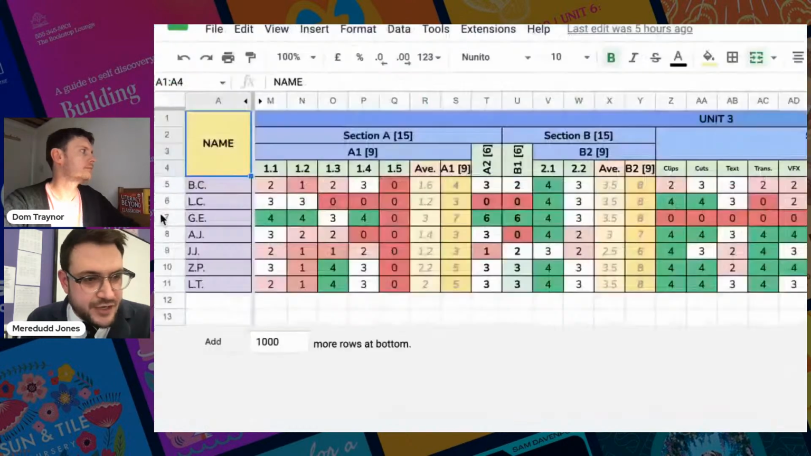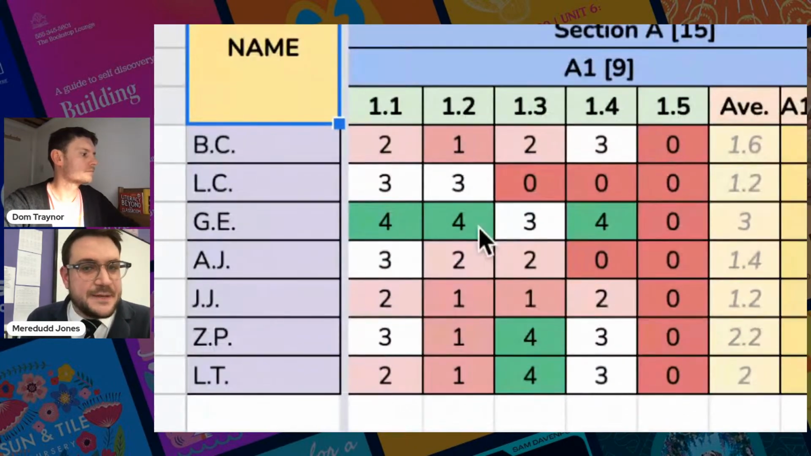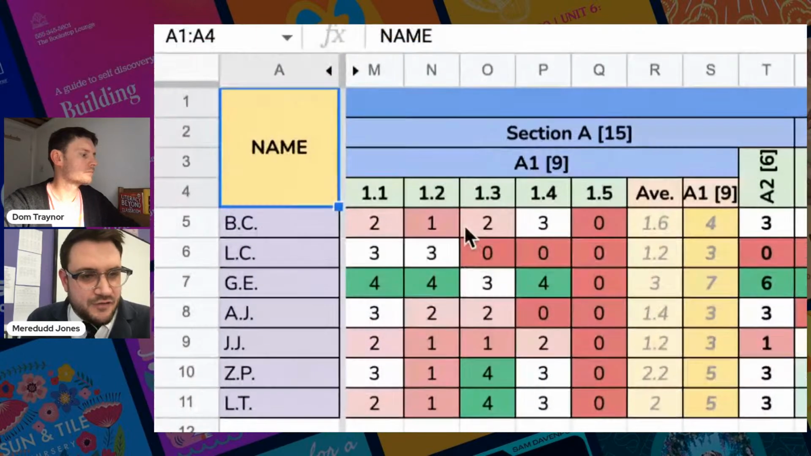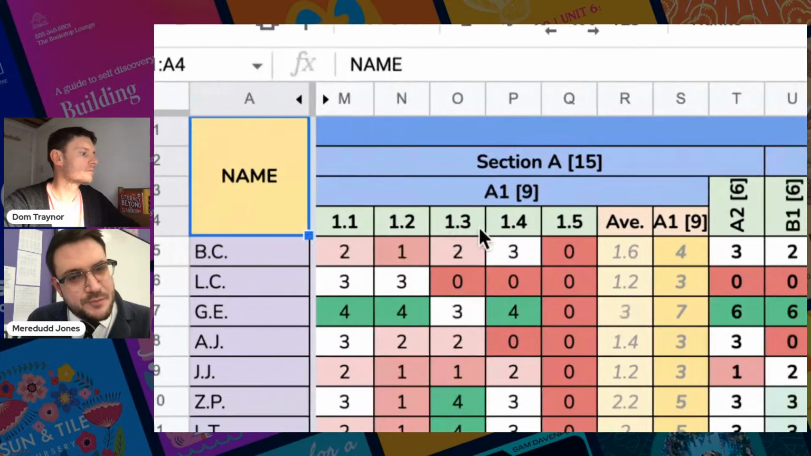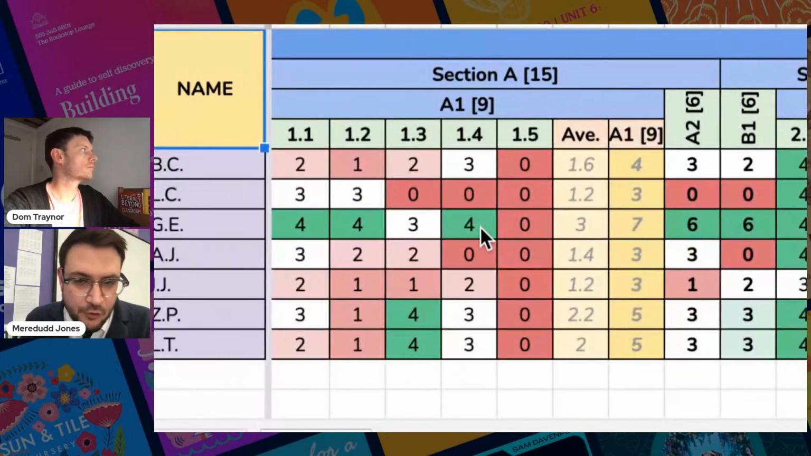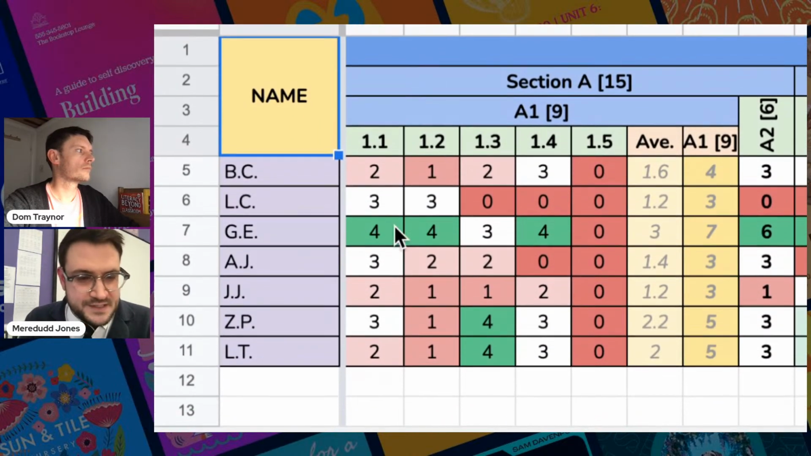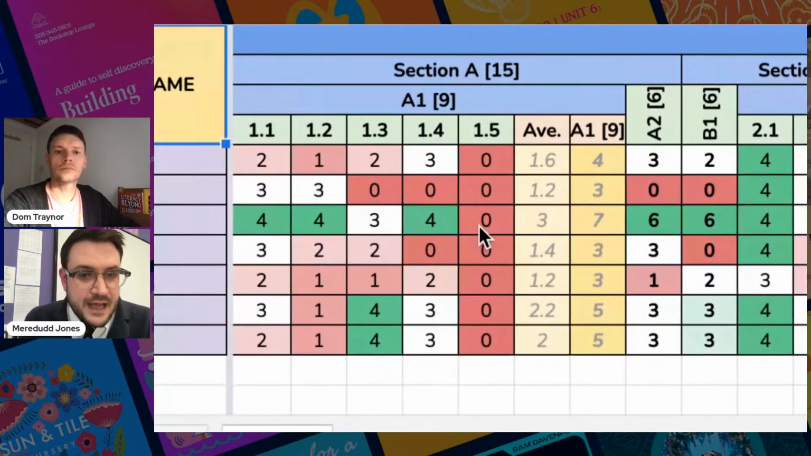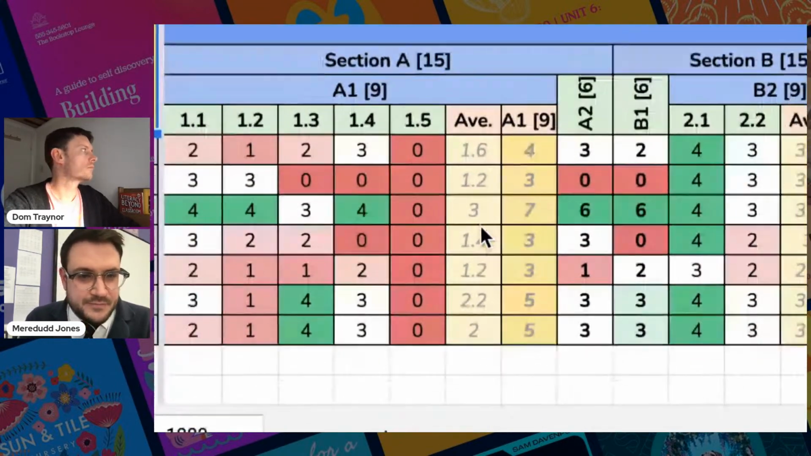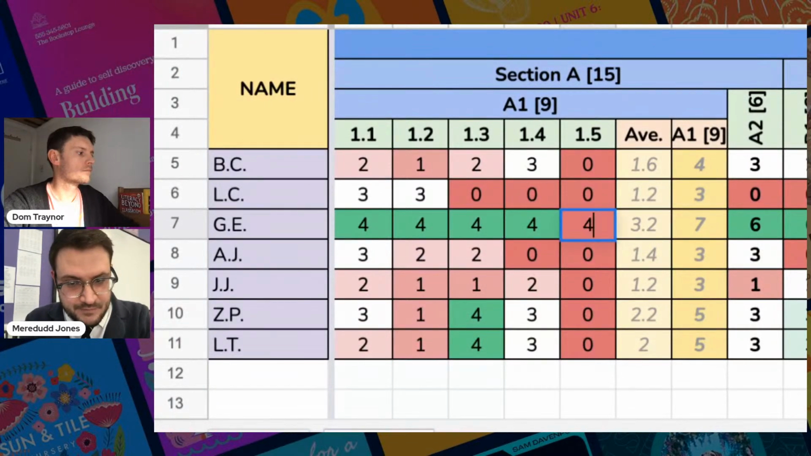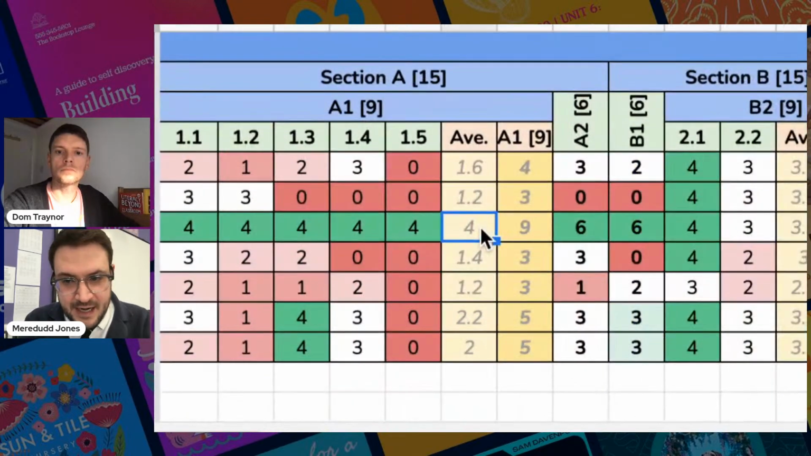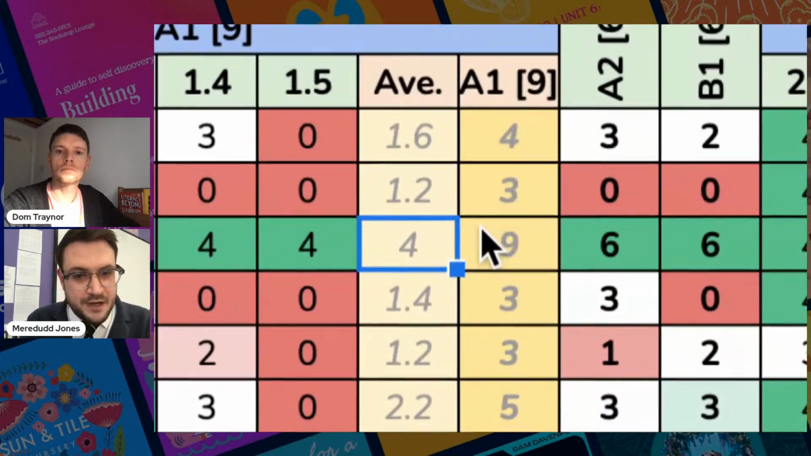So this is my tracking spreadsheet for Unit 3. I have anonymized names on the left, and then the breakdown of my Unit 3 A1 tasks, 1.1, 1.2, 1.3, 1.4, 1.5. Everything's marked out of 4 because we basically have to put them into 4 bands, so 4 is the top band. If you give somebody 4 across, they'll end up getting 9 out of 9 for section A1.